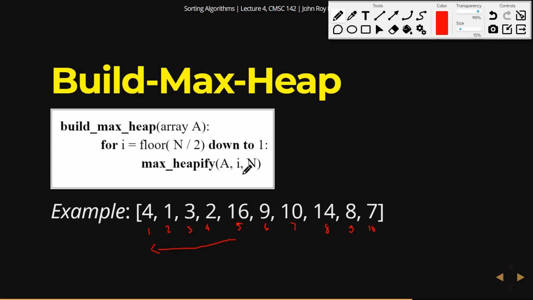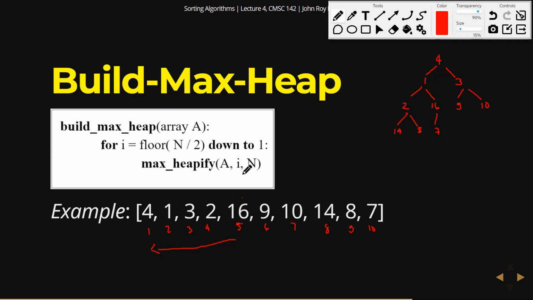So let's try to build that max heap. 4, 1, 3, 2, 16, 9, 10, 14, 8, and then 7.